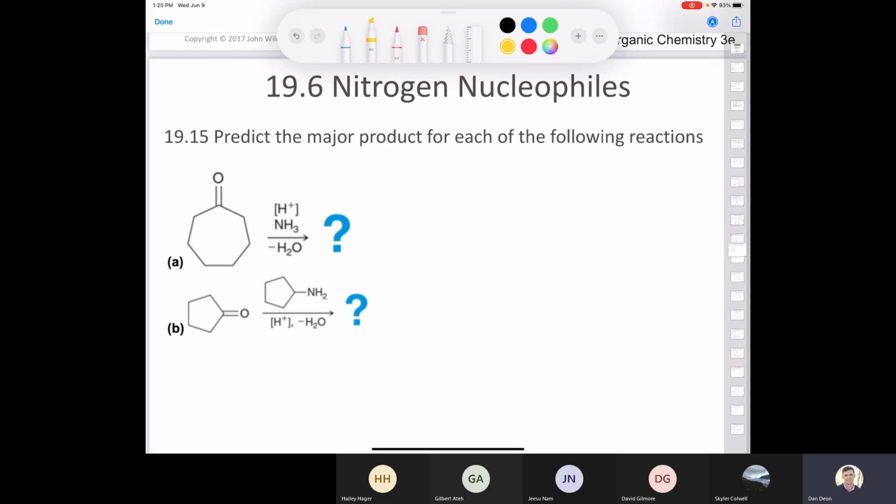And it says here in question 19.15, predict the major product for each of the following reactions. So here we have a ketone. The second one we have a ketone. So we got ketones in both of them. The first one we have ammonia. The second one we have a primary amine. So what are we going to form here? If we're using a ketone in both questions and ammonia or a primary amine, we're going to be forming an imine. So this involves imine formation. Okay, I could even move this down here maybe. So imine formation.